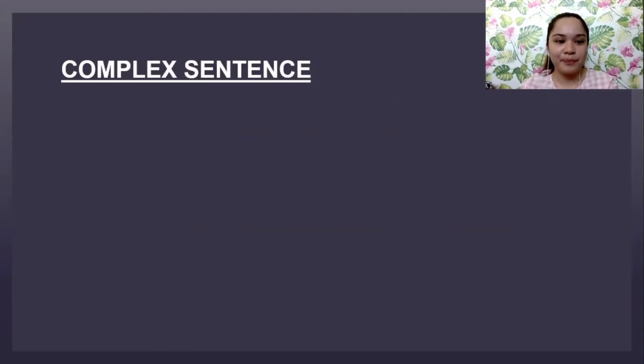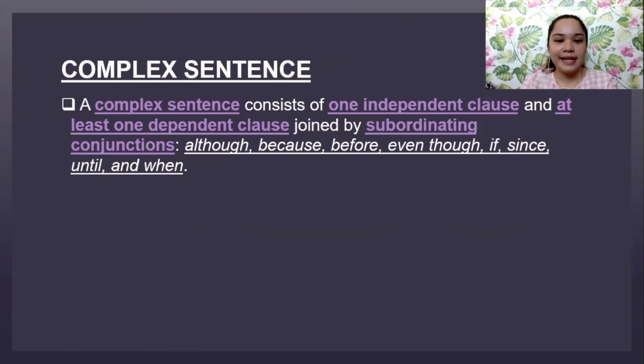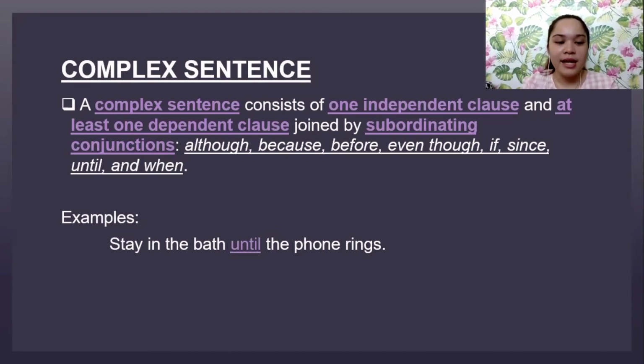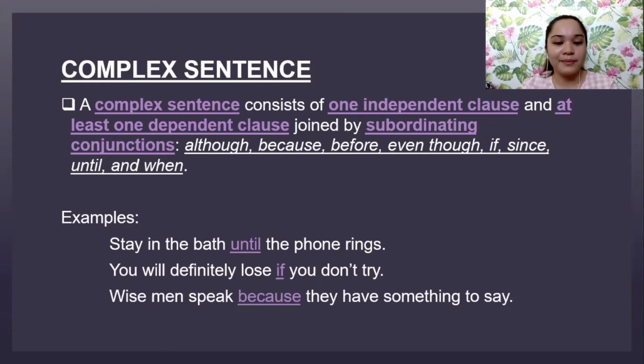Okay, so next is complex sentence. A complex sentence consists of one independent clause and at least one dependent clause joined by a subordinating conjunction. Again, the underlined words are the subordinating conjunctions. So examples, stay in the bath until the phone rings. You will definitely lose if you don't try. Wise men speak because they have something to say.